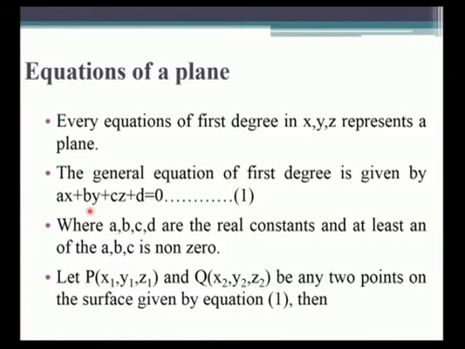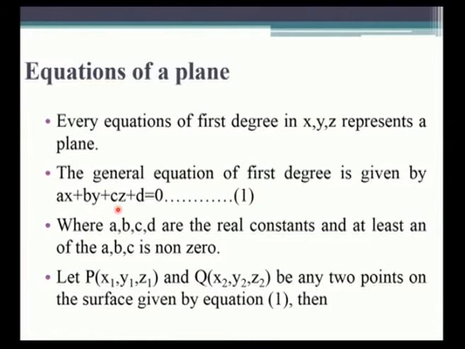In this equation, x, y and z are the coordinates. a, b, c are the real constants. Otherwise, we can say a, b, c are the coefficients of x, y, z. So this is how the general equation of first degree in three variables can be formed. So ax + by + cz + d = 0 gives an equation of a plane.